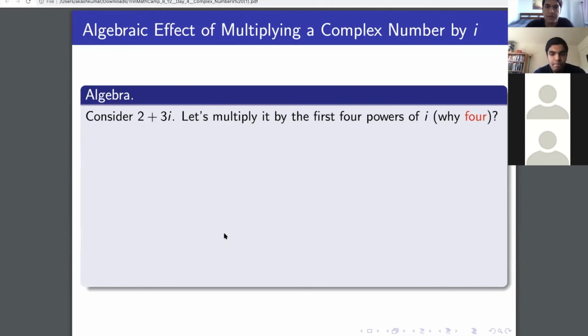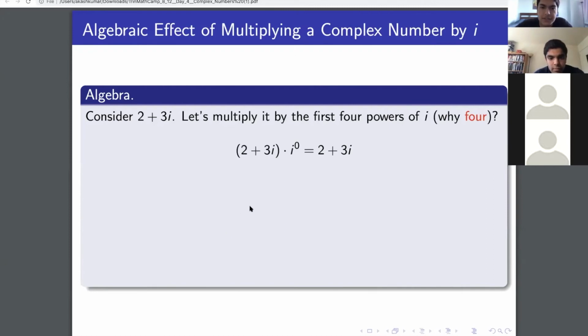So first, we multiply by the first 4 powers of i. So you might want to ask yourself, why 4? You might want to think back to that time when we were raising i to some powers and the pattern we saw there. So just maybe think to yourself, why 4?